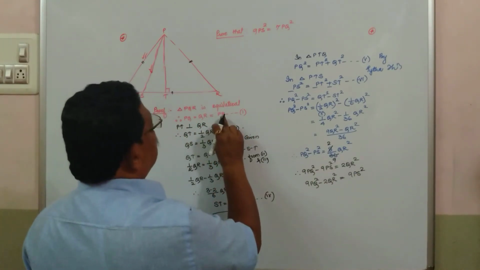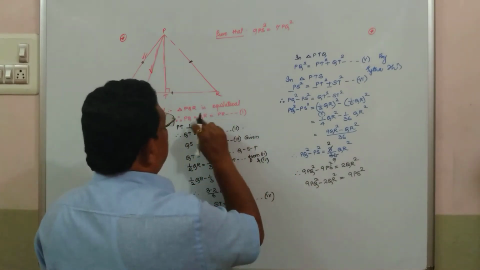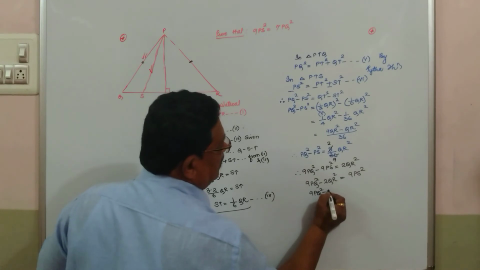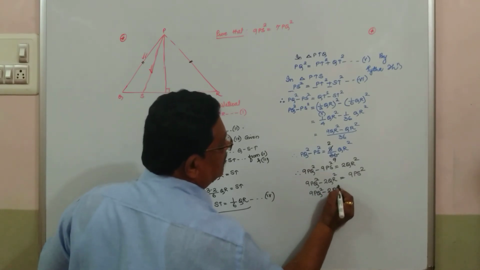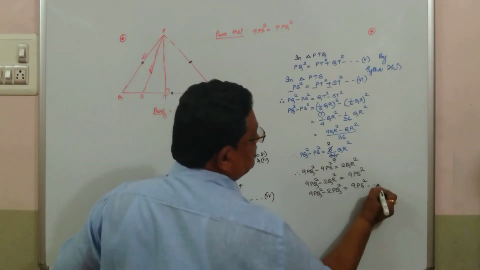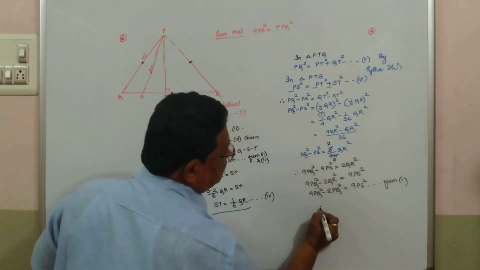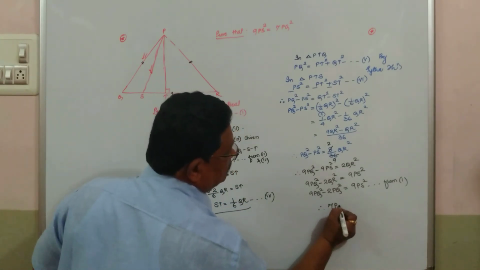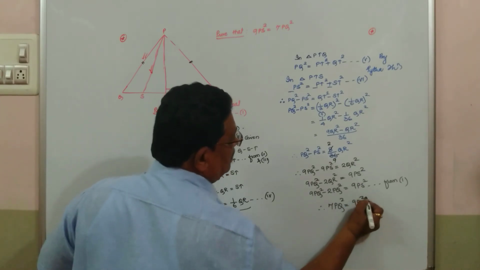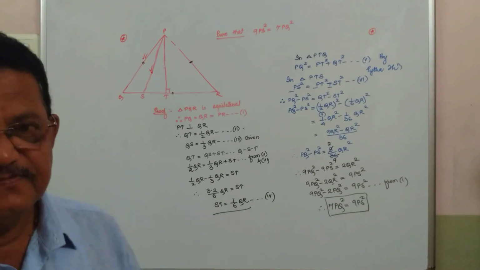QR is equal to PR, and PR is equal to PQ. I can write it as 9 PQ square minus twice PQ square equals 9 PS square. This is from first. Therefore, 7 PQ square equals 9 PS square. That's it. Okay.